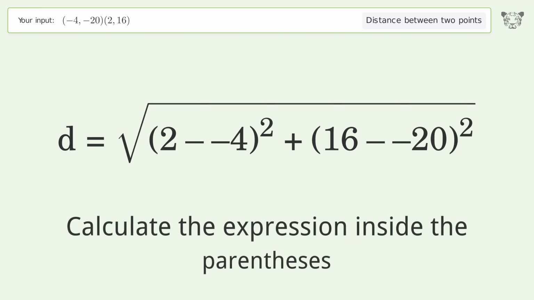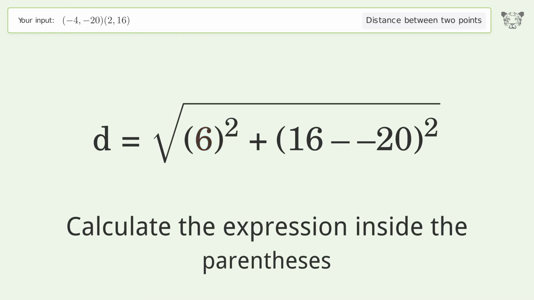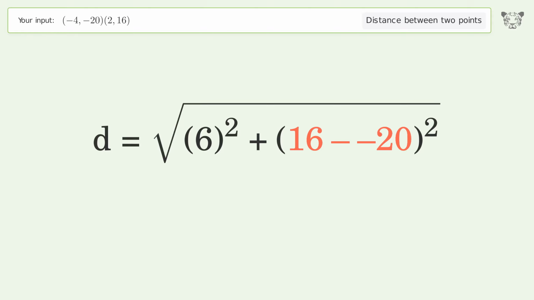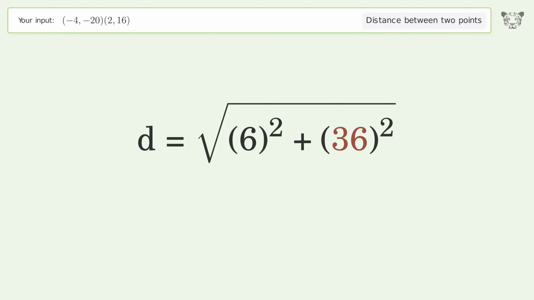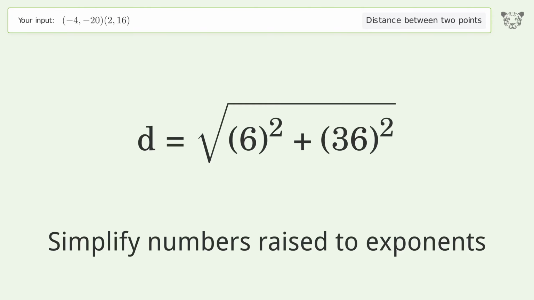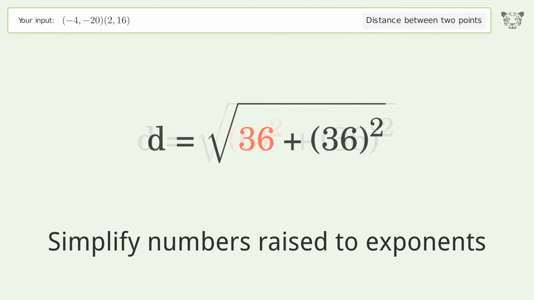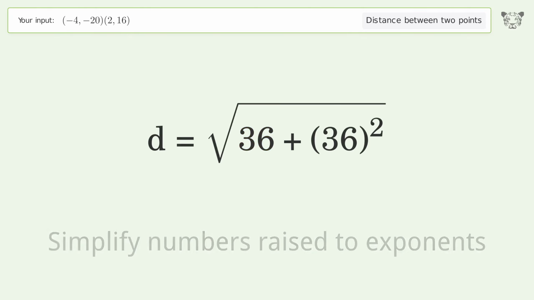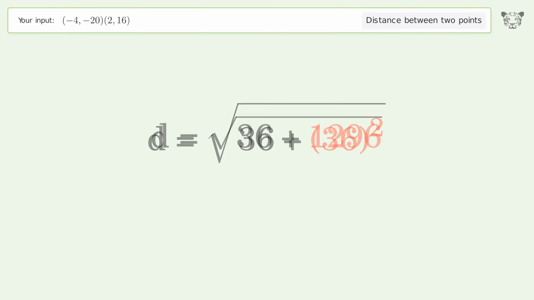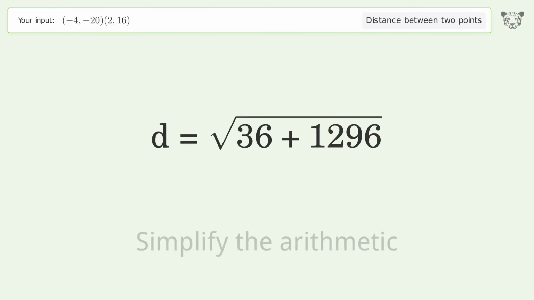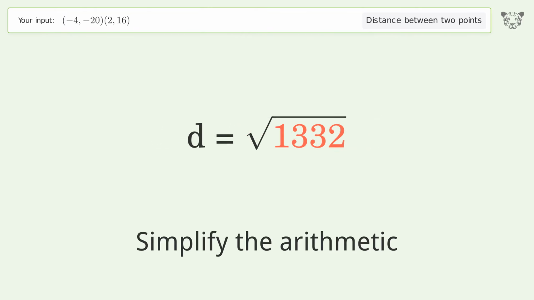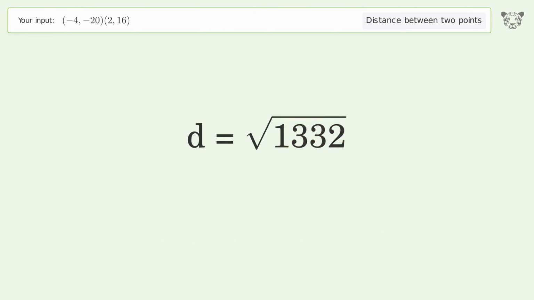Calculate the expression inside the parentheses. Simplify numbers raised to exponents. Simplify the arithmetic. And so the distance between the 2 points is the square root of 1332, or 36.497.